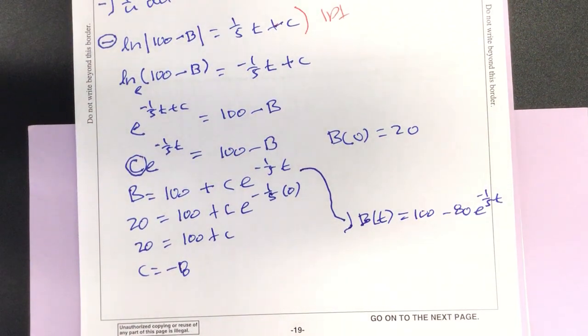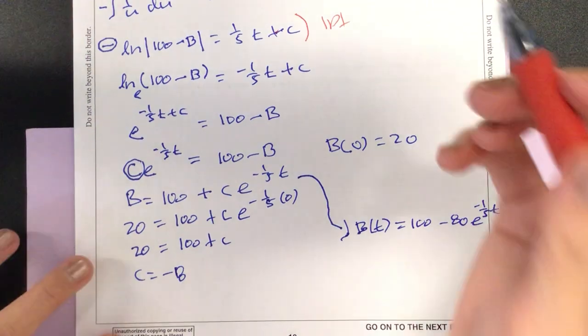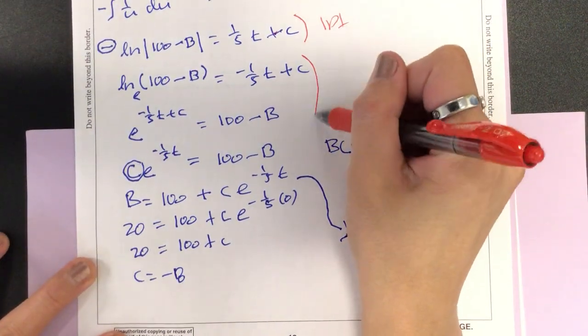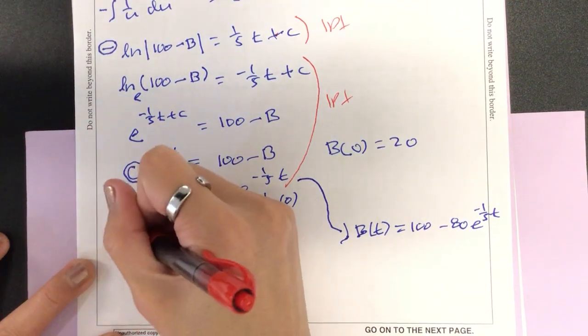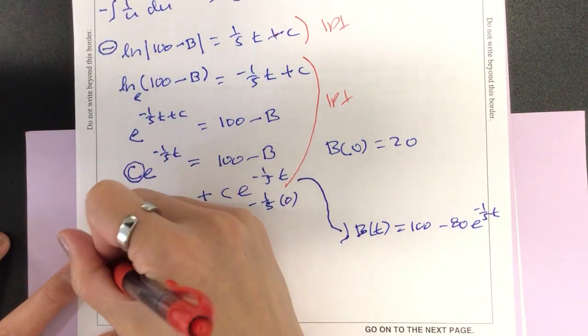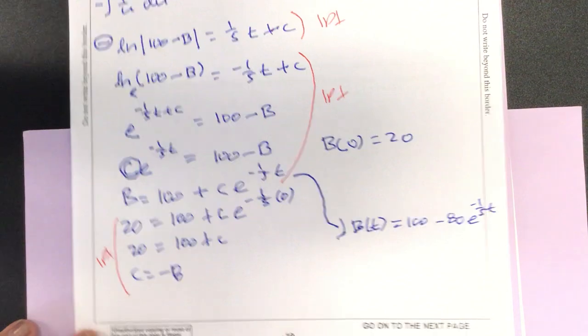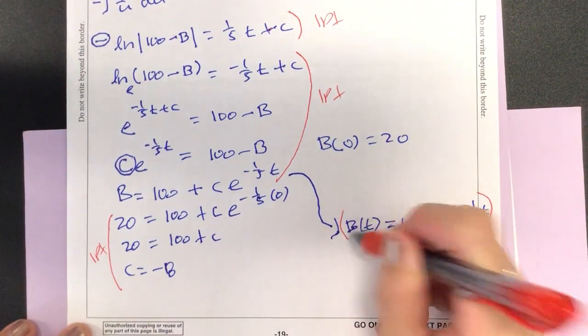Now let's see our point system here. From getting here all the way to that point, it's going to be 1 point. Plugging in our 0 and 20, it's going to be another point, and finding the c value, of course. And your final equation is going to give you another point.